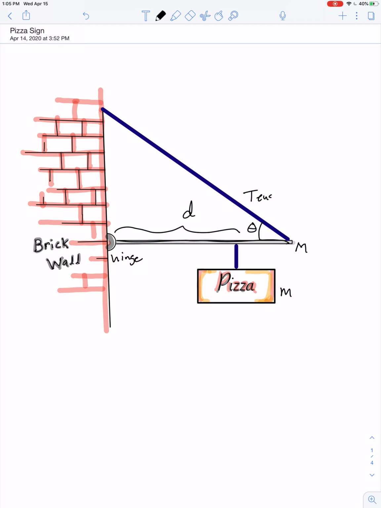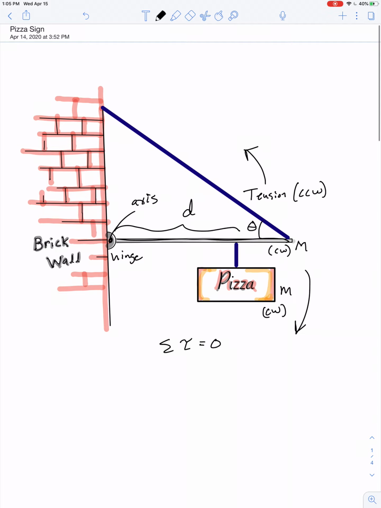So we've got tension in a cable that provides some counterclockwise torque relative to an axis within the hinge, and both the mass of the sign and the beam itself create some clockwise torque, meaning the weights of both of these want to make it rotate in this direction. The tension helps make it rotate back this way. So the idea is that those torques have to cancel out so that the net torque is zero, and we satisfy the condition for rotational equilibrium.